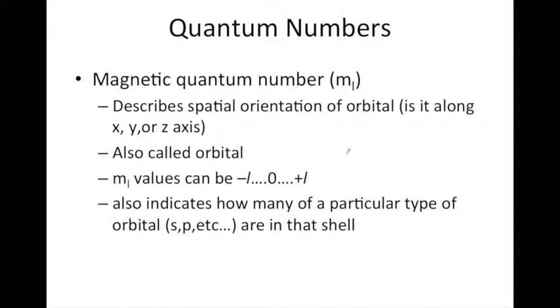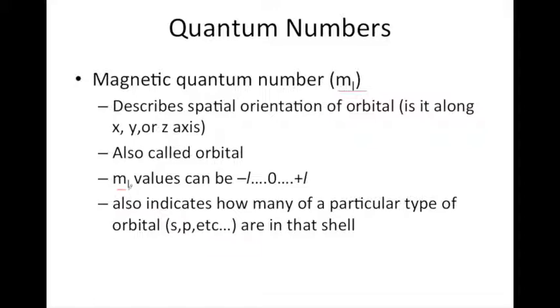So let's look at our third quantum number. Again, we're trying to describe where the electrons are in an atom, or likely to be found. The magnetic quantum number, m sub L, describes the spatial orientation along the x, y, and z axis. The m sub L values actually describe the orbitals.